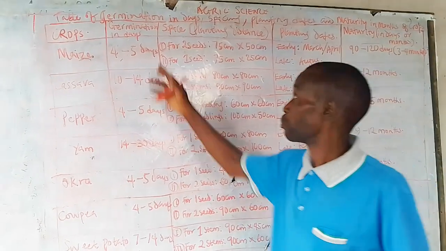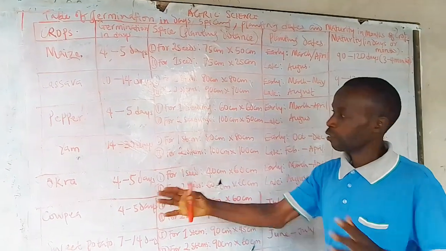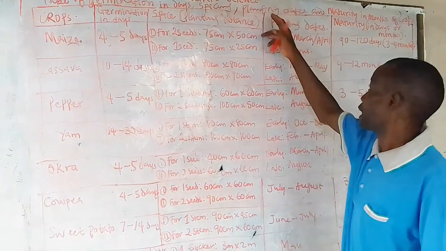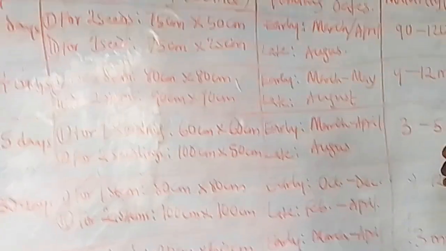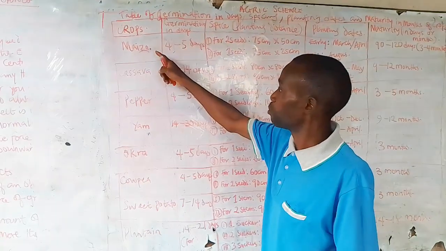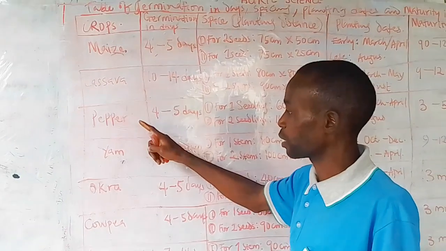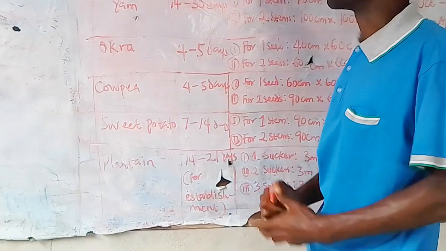Now let's start with germination days. These are the germination in days, spacing where you're planting crops, then the dates of planting, and then the maturity time. It could be in months, it could be in days. Now we look at these crops. Number one, maize, cassava, pepper, yam, okra, cowpea, sweet potato, and plantain.